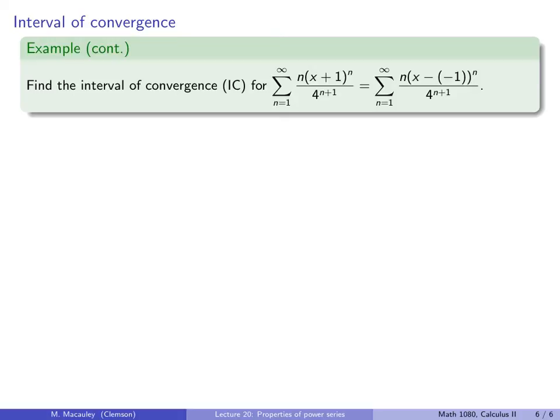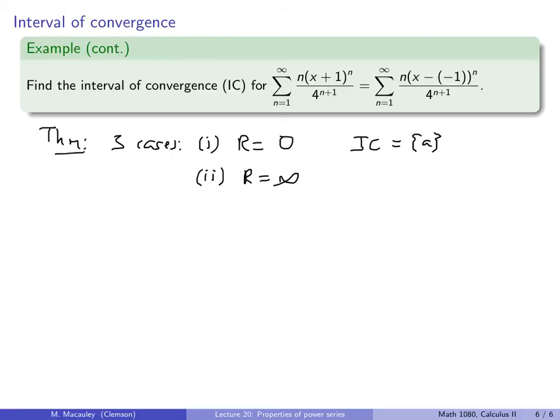Okay, so to summarize, we had a theorem that said there are 3 cases. One of them is the radius of convergence equals 0, which means the interval of convergence is just a point A. Second case is that the radius of convergence is infinite, which means that the interval of convergence is the entire real line, -infinity to +infinity. And the third case is that there is some finite radius of convergence. And this was the case in this series, this example that we just did.